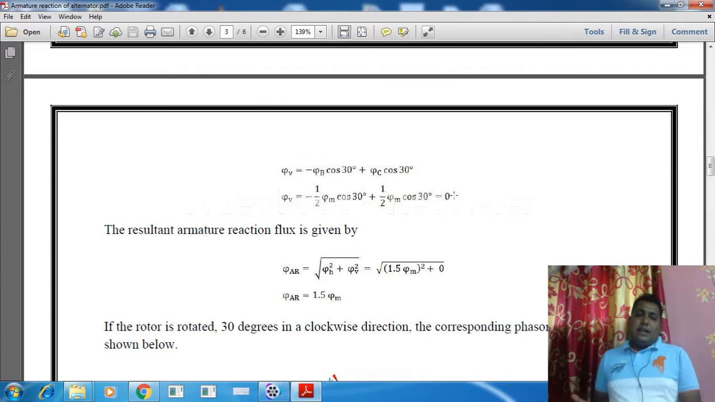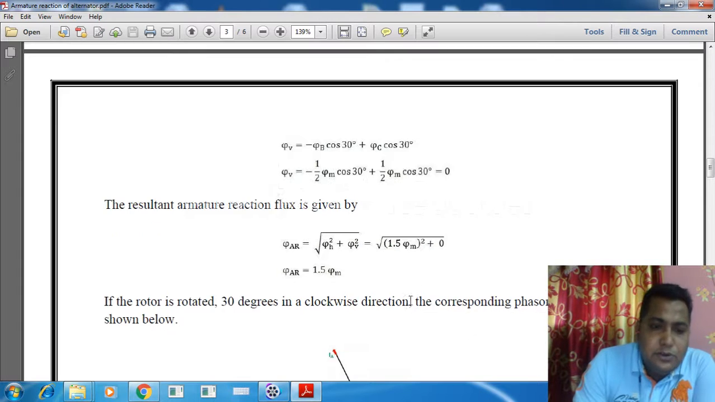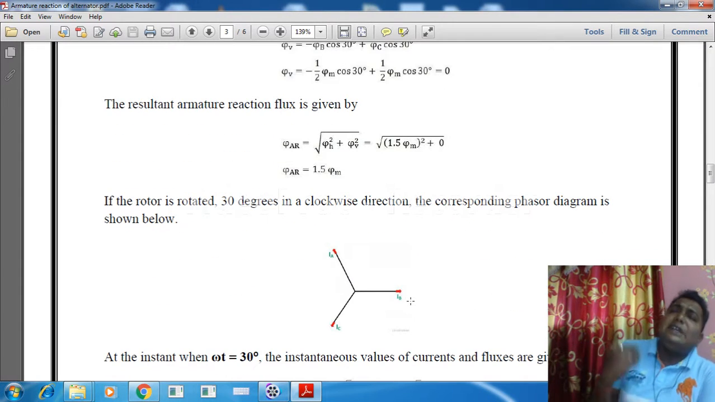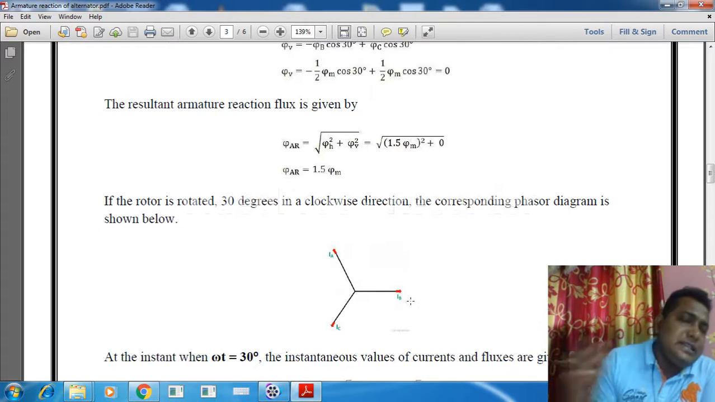So the resultant armature flux is given by the square root of the horizontal axis flux squared plus the vertical axis flux squared. If we put that in, we find that it is 1.5 phi m. So this is the resultant flux when we are considering t equal to 0. That is the effect of armature reaction when t is equal to 0.